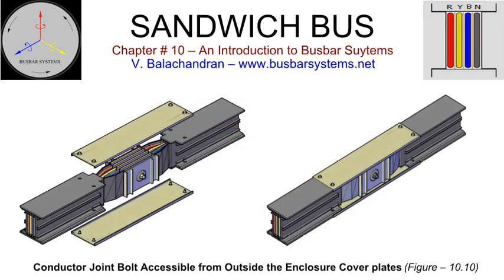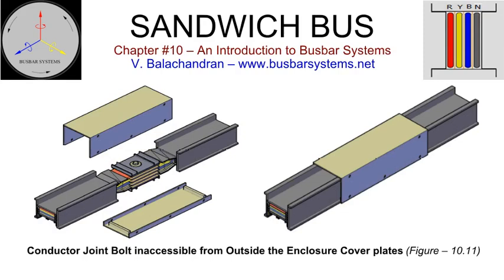Conductor joint bolts accessible from outside the enclosure cover plates. This arrangement is ideally suited for indoor installations. Conductor joint bolts inaccessible from outside the enclosure cover plate. This arrangement is ideally suited for outdoor installations.